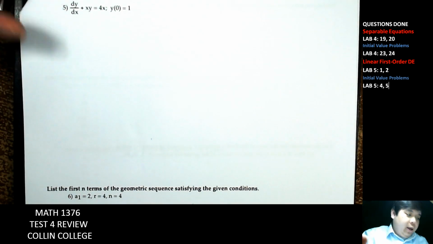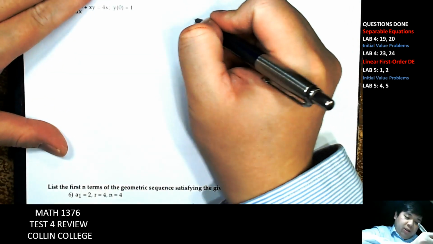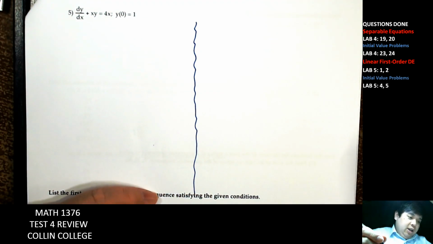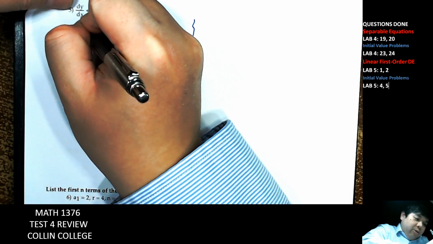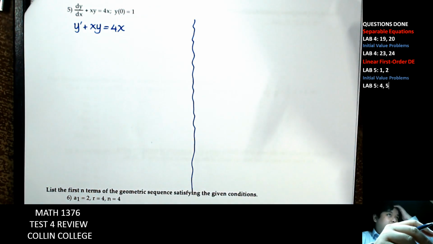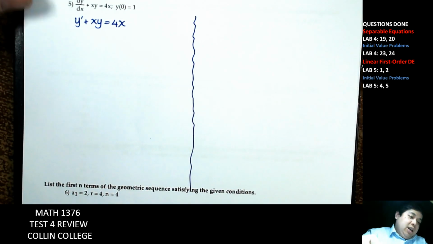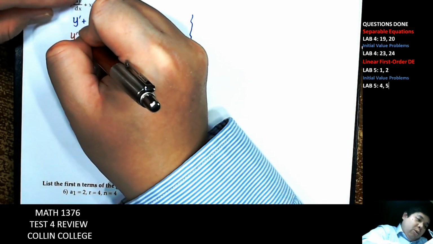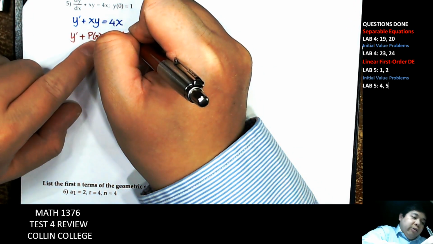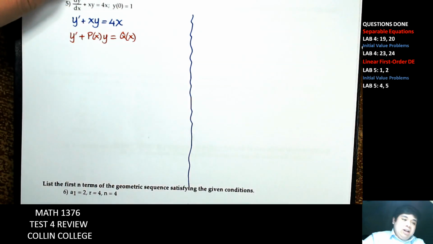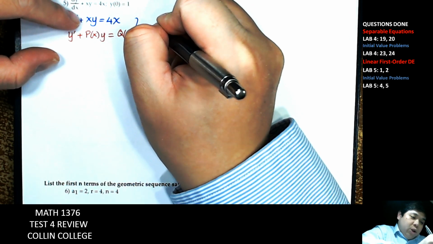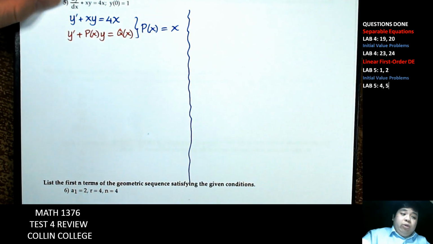Right. This also seems like a long problem, so I'll cut a page in half. Alright, that is the derivative. And that is in the standard form: y prime plus p of x times y, a function of x, and then another function of x on the other side. Matching these two, we have p of x is equal to x. And then we find the integrating factor.